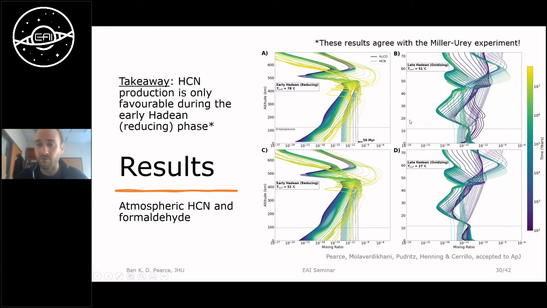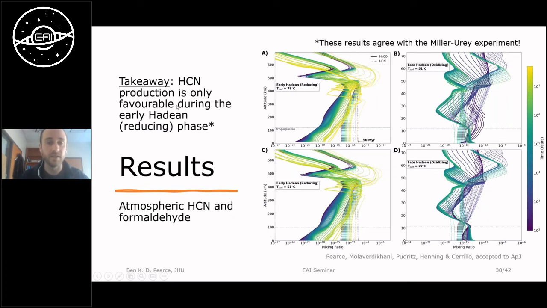So there's about 4 or 5 orders of magnitude less hydrogen cyanide produced in the oxidizing phase than in the reducing phase. And this is what's exciting because going back to the Miller-Urey experiment, they found that biomolecule production in a reduced atmosphere is about 4 orders of magnitude more efficient at producing amino acids. So this could be because hydrogen cyanide is produced less efficiently in the oxidizing environment.